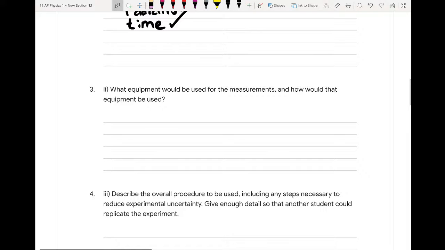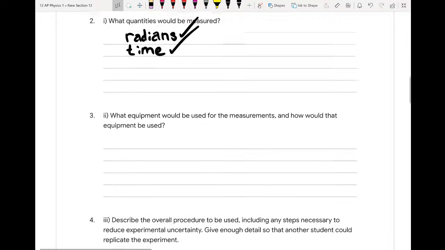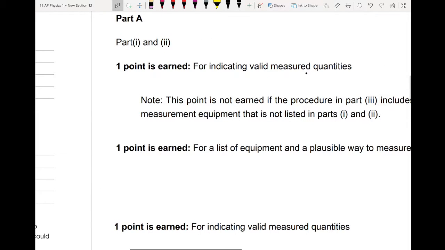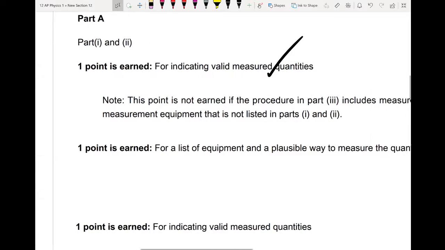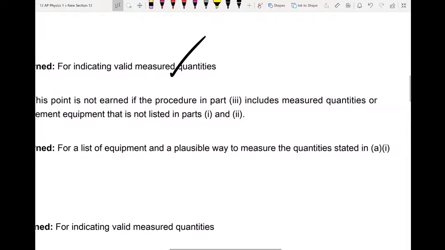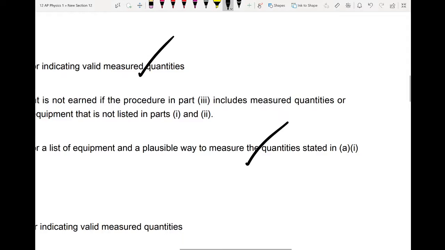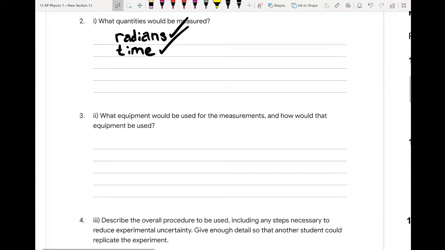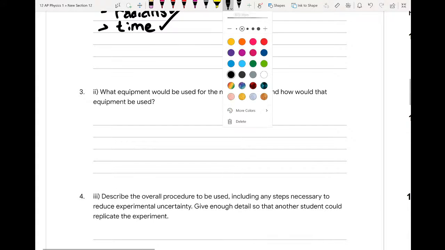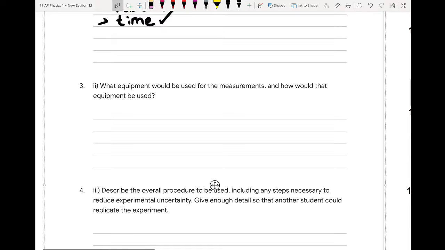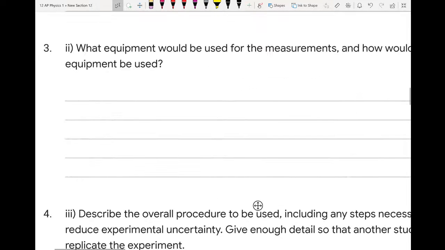what equipment would be used for the measurements and how would that equipment be used? So if we're looking at our key over here, part I is saying, okay, indicate valid measured quantities, so that's okay, I've done that already. And then we're going to get a point if we list the equipment in a plausible way to measure the quantities. So here's my things that I want to measure. Now I just need to set up a plausible way of measuring those. As long as I say this is what I'm measuring and this is how I'm going to do it, then I'm good to go.